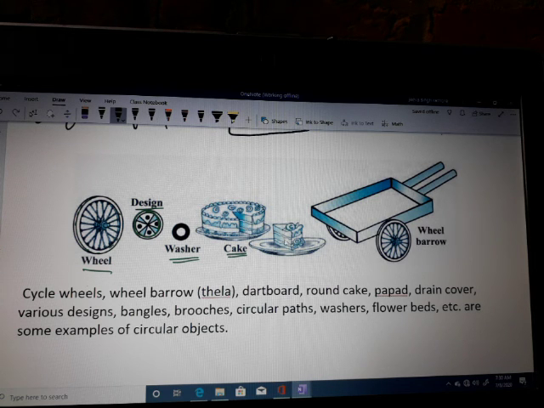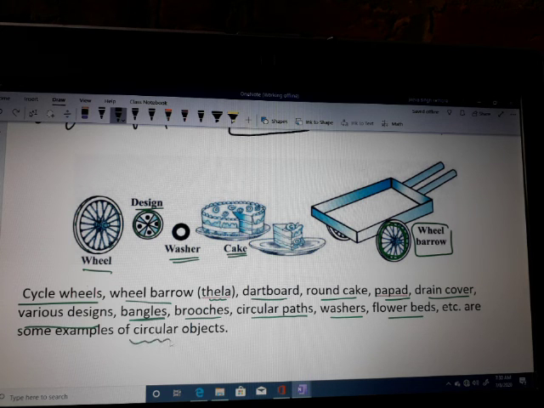And these plates also have a circular inside region. And this is the wheelbarrow. This is also a circular region. So I see cycle wheels, wheelbarrow, dartboard, round cake, papad, drain cover, various types of designs, bangles, circular paths, washers, flower beds, etc. are examples of circular objects. All are circular in shape.